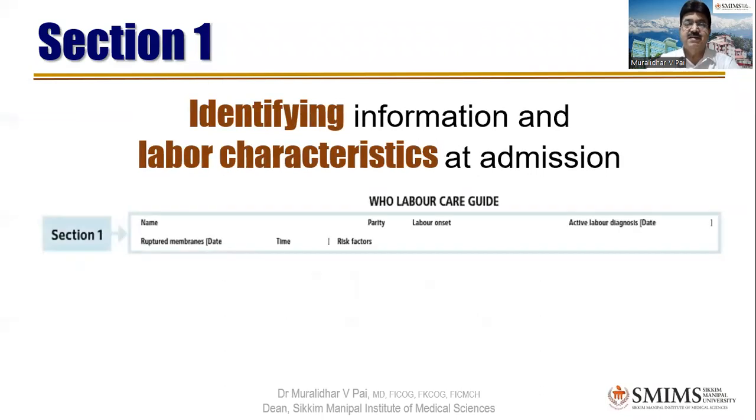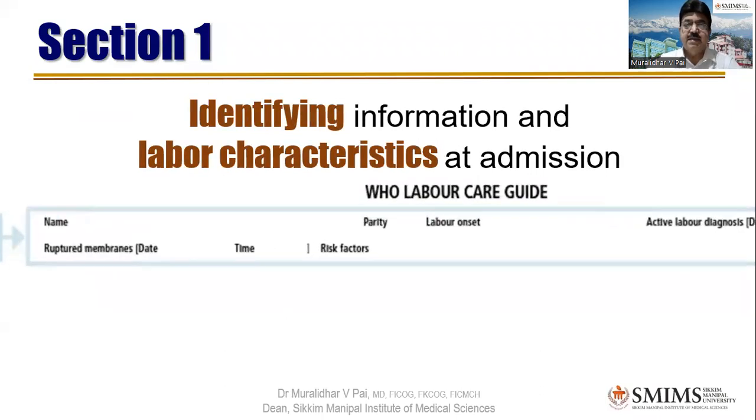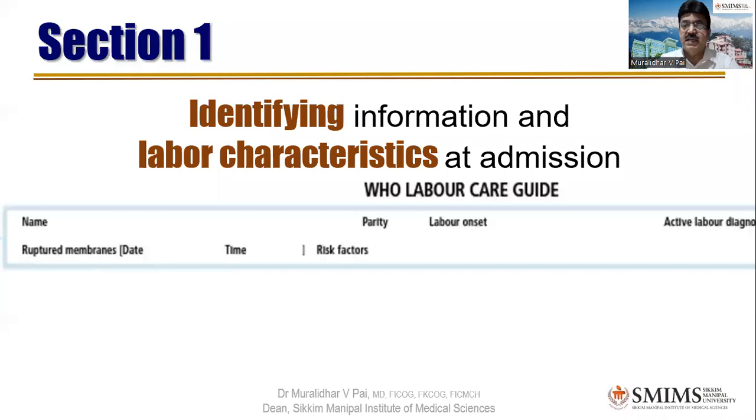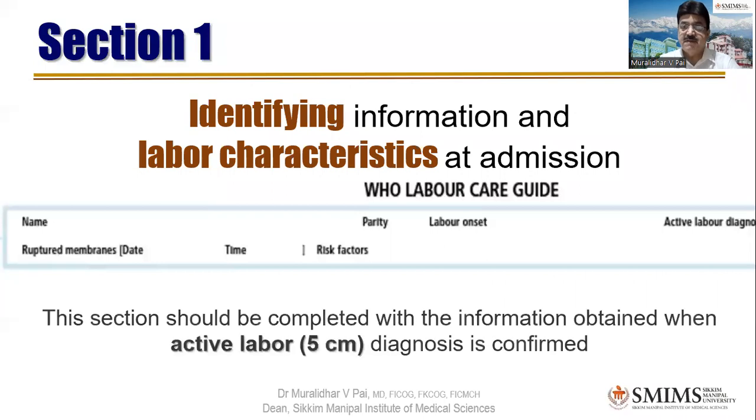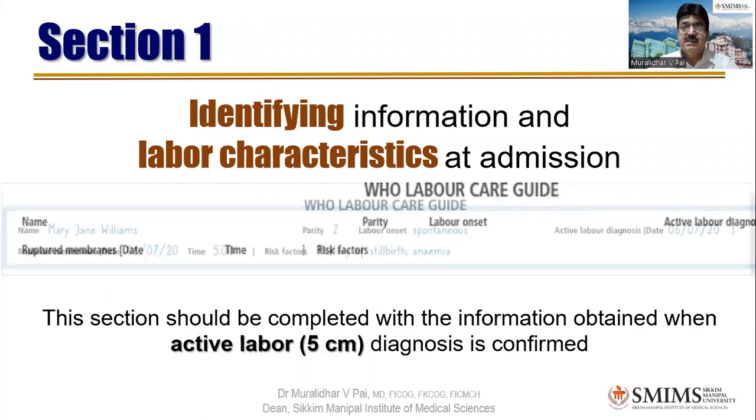So section 1, I've already explained yesterday, so I can again run through. It is nothing but just the identification, name of the patient, parity index, labor onset time, active labor diagnosis time, ruptured membranes or not, and what are the risk factors. And this should be started after 5 centimeters. Of course, you make an entry when she comes into labor room, but then start plotting after 5 centimeters.